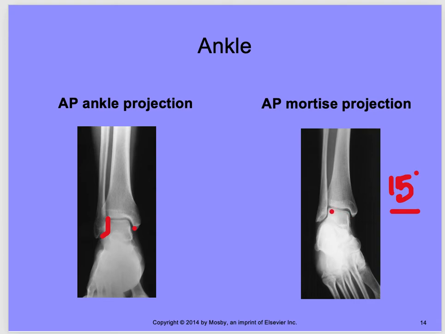You see that entire joint open where this is 0 degrees. You're closing your joint. Your tibia fibula joint is closed. You're not seeing that entirely open. Okay? So that's the difference between your AP ankle and your AP mortise.